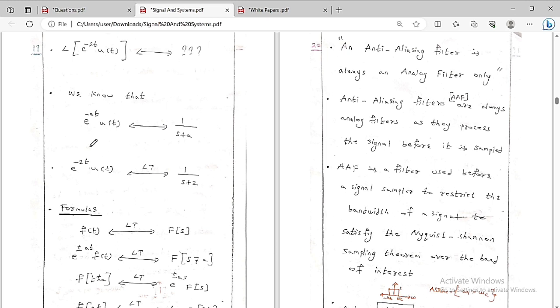So we know that e to the power of minus at into u of t has the Laplace transform 1 by s plus a. I already told you e to the power of minus at into u of t has the Laplace transform 1 by s plus a. So here, for e to the power of minus 2t into u of t, in place of a substitute 2, and we are going to get 1 by s plus 2. So this is the Laplace transform for this signal.